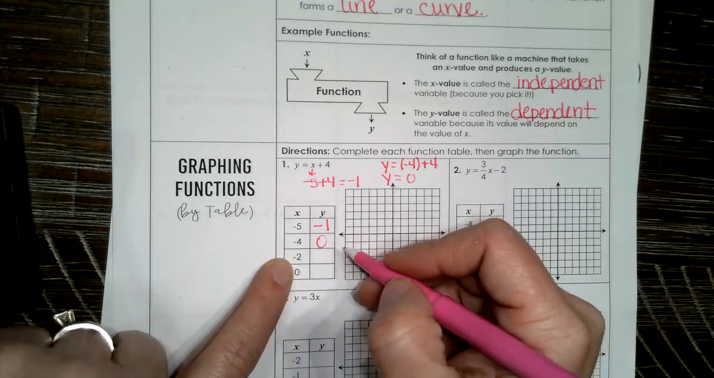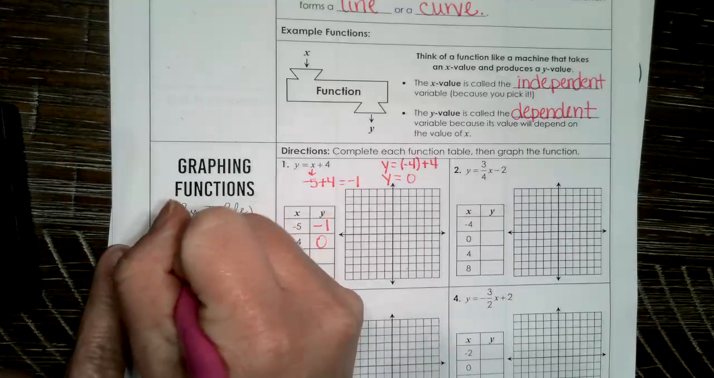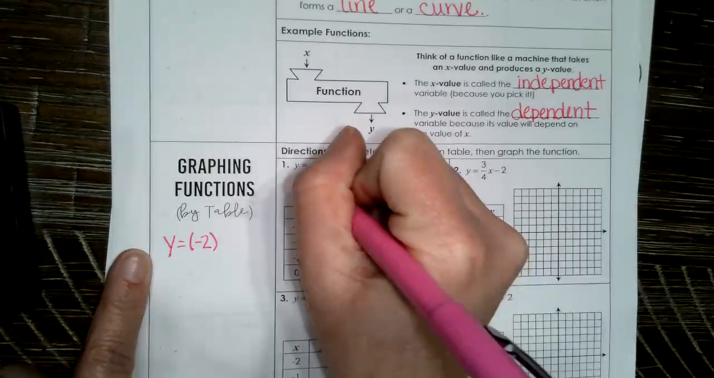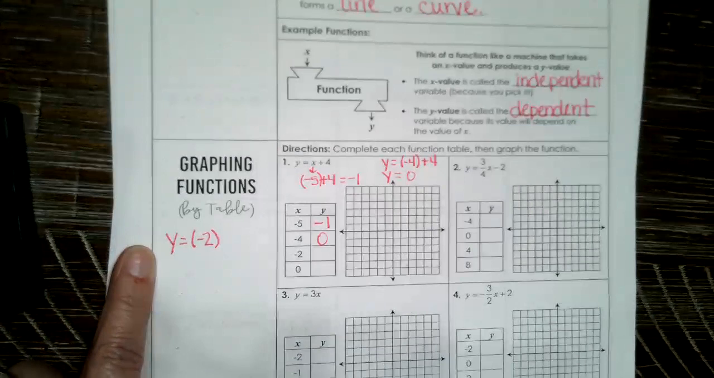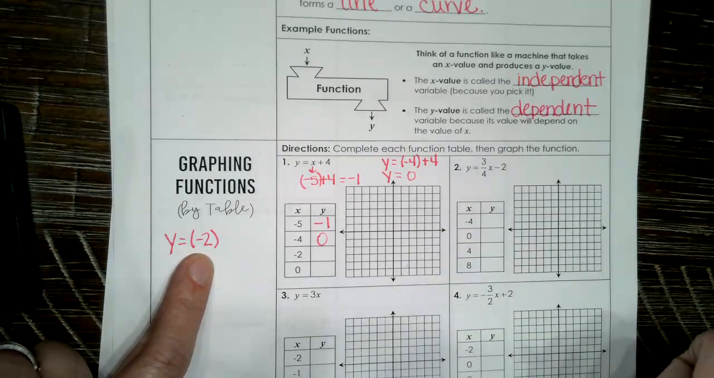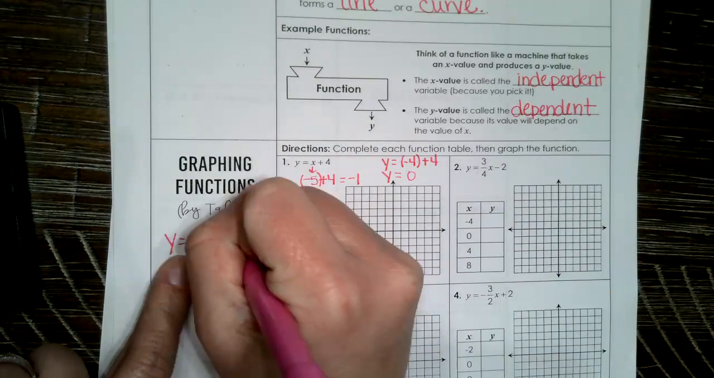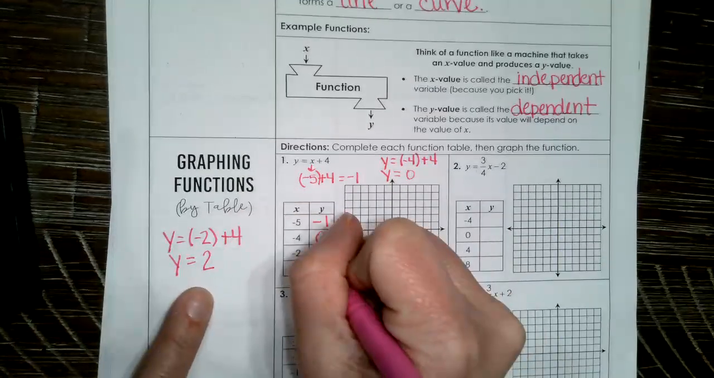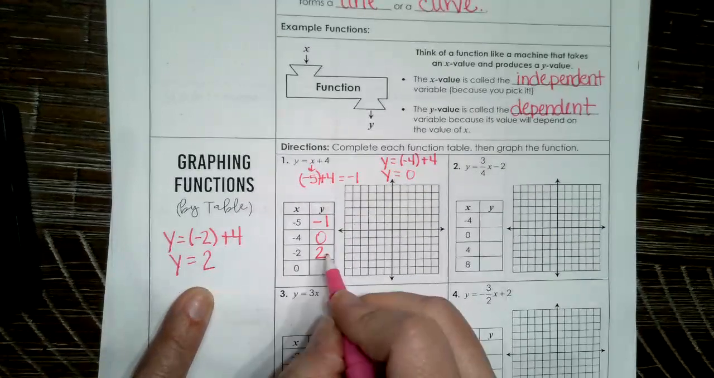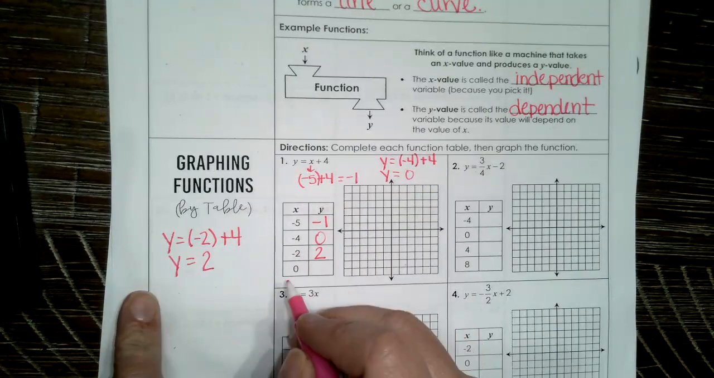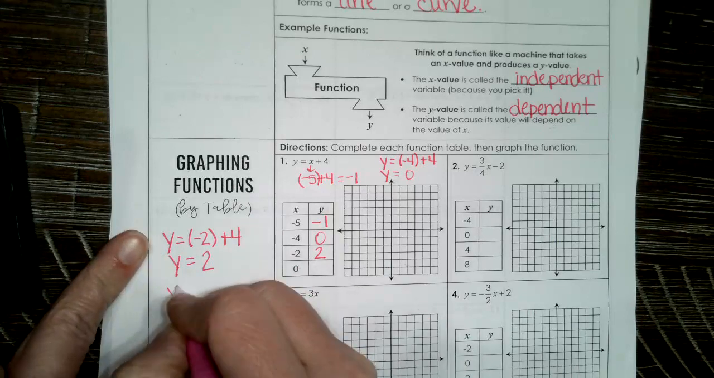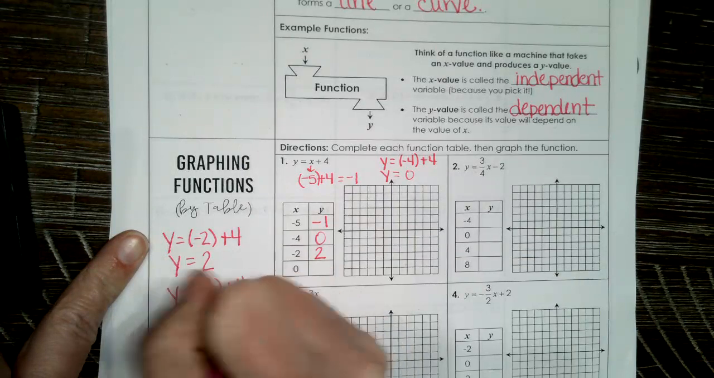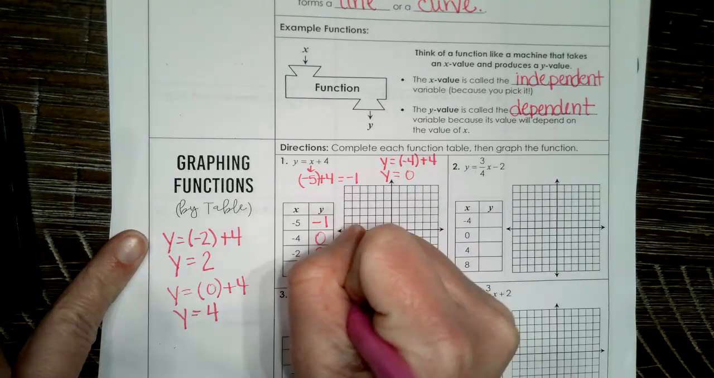The next one would be -2. So if I take y equals, instead of writing an x, I'm going to write a -2. And remember, every single time I plug in a value for x, I'm always using parentheses. So -2 plus 4 is +2. So y is equal to 2. And so I'm going to write that 2 in that column directly across from that -2. The last one I want to try is x is 0. So y equals 0 plus 4, and 0 plus 4 is 4. So y is 4.